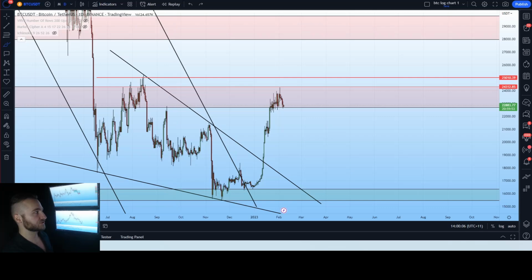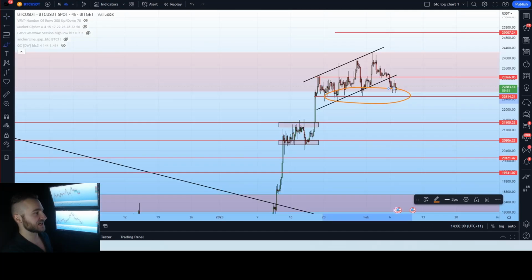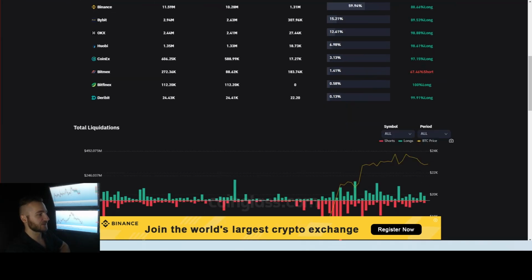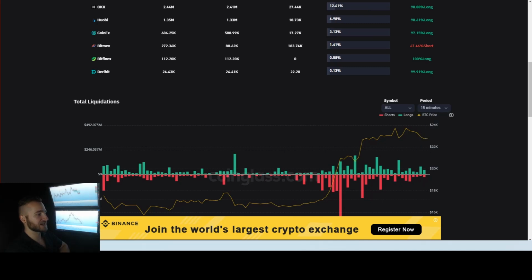And of course, we do know that our trigger for a continuation downwards is going to be the loss of that zone, particularly the loss of these lows down over here. Moving back on, volatility is starting to curve out a little bit, 2.43, again, not much change, and liquidations are primarily spread out quite evenly.